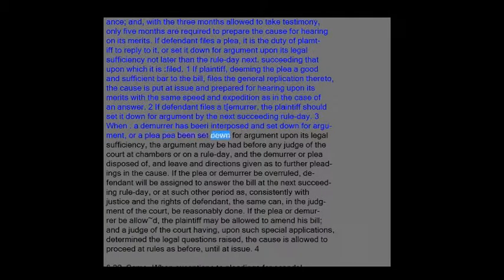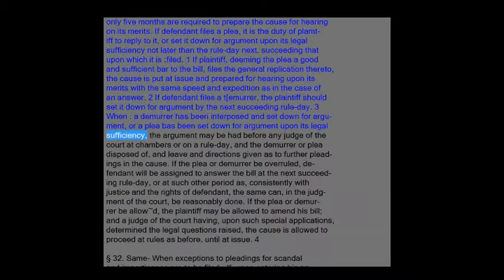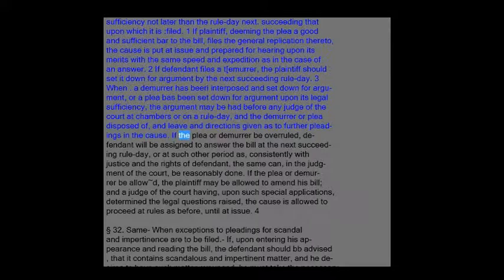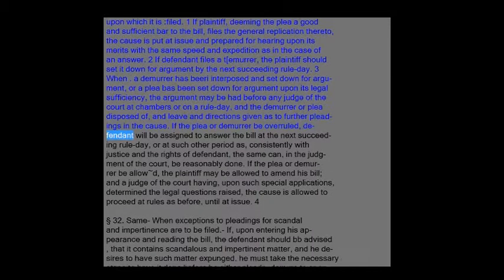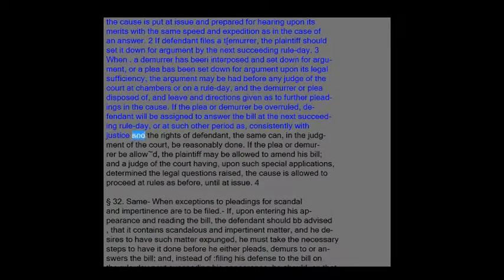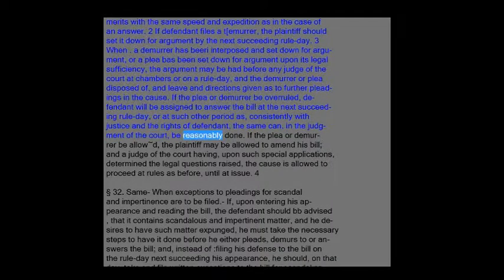When a demurrer has been reinterposed and set down for argument, or a plea has been set down for argument upon its legal sufficiency, the argument may be had before any judge of the court at chambers, or on a rule day, and the demurrer or plea disposed of, and leave and directions given as to further pleadings in the cause. If the plea or demurrer be overruled, defendant will be assigned to answer the bill at the next succeeding rule day, or at such other period as, consistently with justice and the rights of defendant, the same can, in the judgment of the court, be reasonably done.